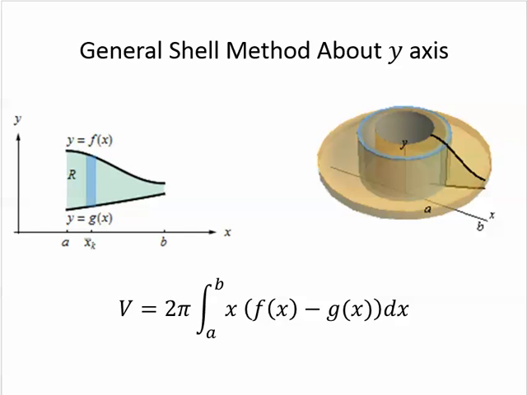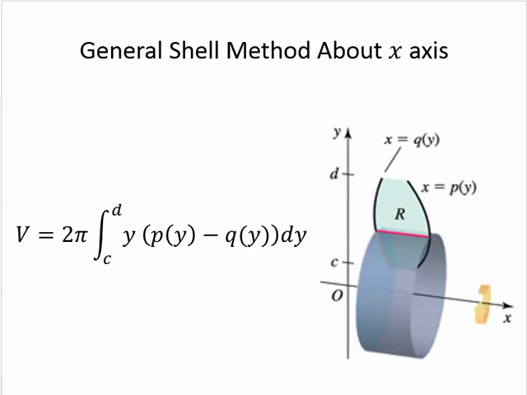Now, if you were to use the shell method about the y-axis, this is the formula that you would use, and we saw how this formula is generated. If you revolve about the x-axis, and if for some reason you want to use the shell method, you would use this formula, and it's found in a very similar manner.